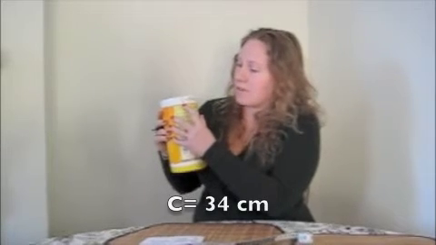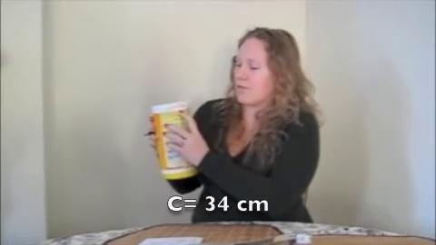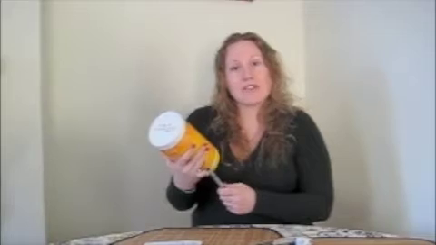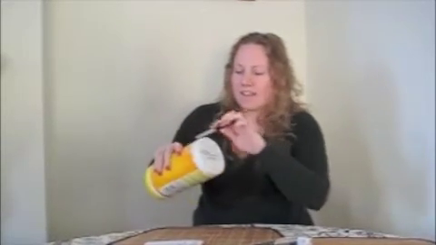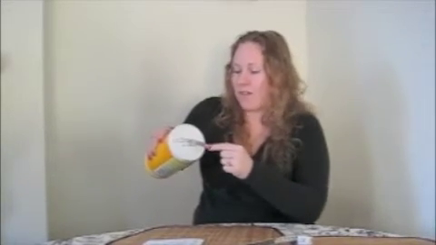And we label circumference with a capital C. So whenever you write C equals 34 centimeters. Now you're going to find the diameter, the radius, and the circumference of at least 5 household items. They can be cylinders, like Clorox wipes, like oatmeal canisters, CDs, water bottles, anything that you can find the distance around, and the diameter, and the radius.